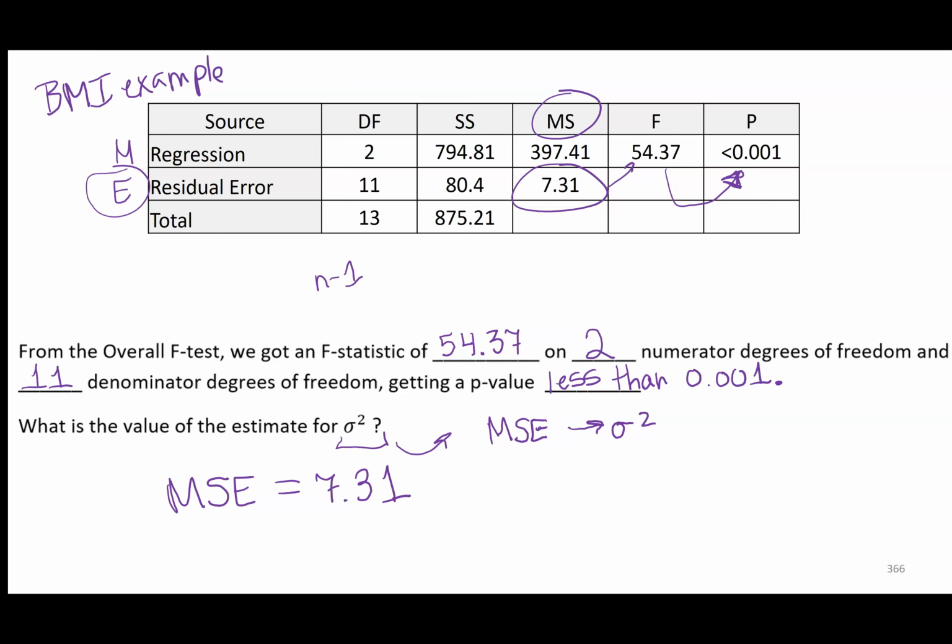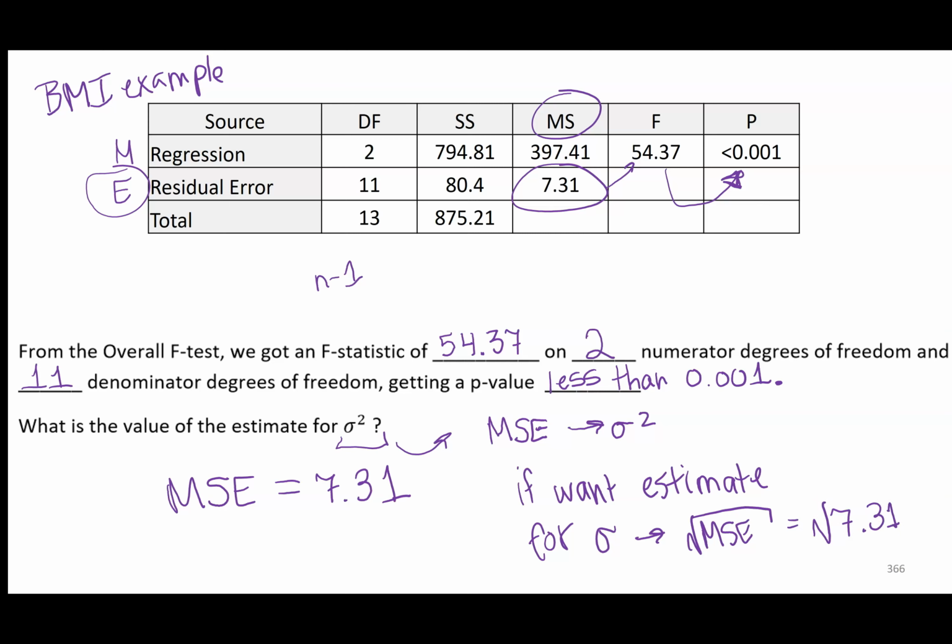If I wanted an estimate for sigma, so not sigma squared, you want the square root of MSE, which I'm just going to put as the square root of 7.31. I'm not going to calculate it here. It's going to be between 2 and 3. I don't know off the top of my head.